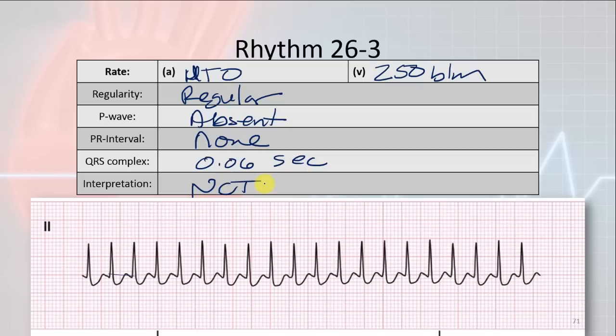So let me ask you a question. Is this AVNRT or AVRT? We can't identify it right now. So if the patient is stable, you would perform vagal maneuvers and adenosine. If the patient is unstable, you can go ahead and consider synchronized cardioversion.